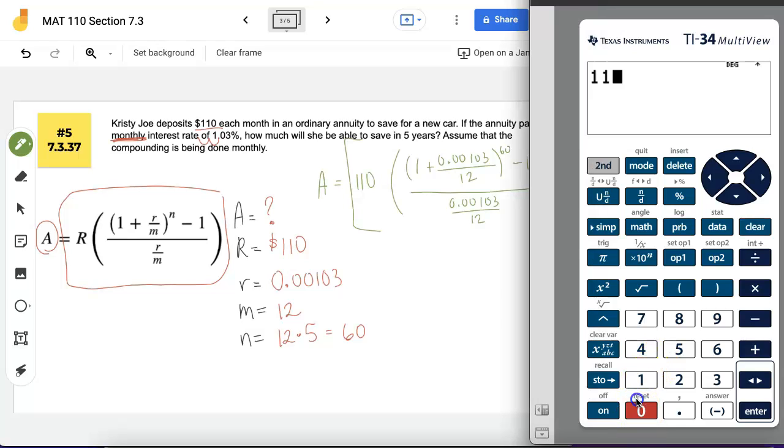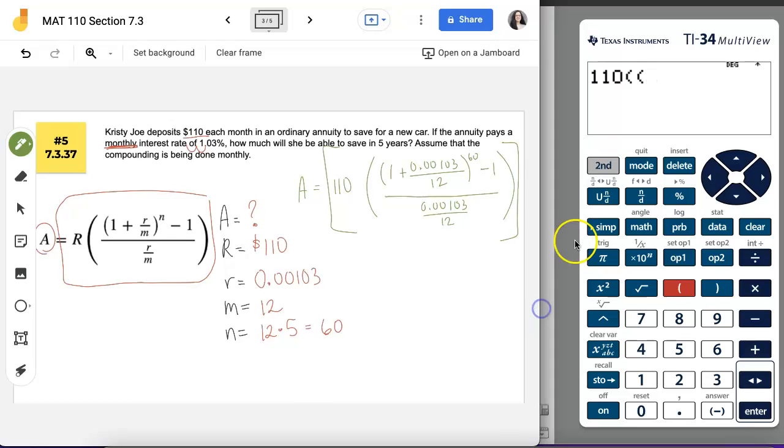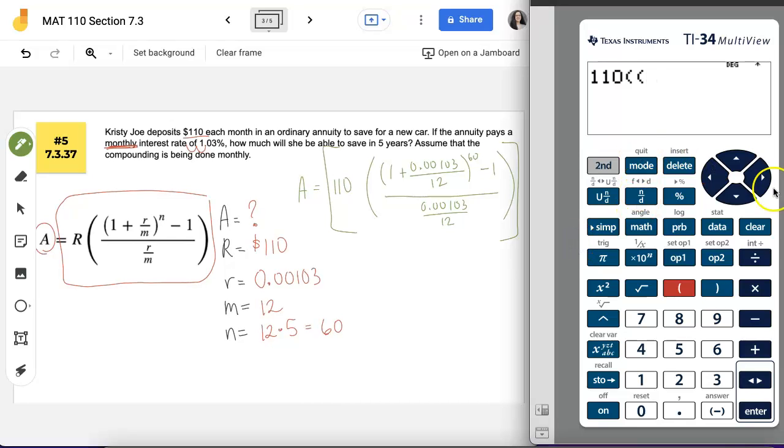So let's start with R. We'll open up a parentheses, and then the next thing that we have here inside this parentheses is a fraction. So let's go ahead and press the fraction key. In the numerator of that fraction, we start off with an open parentheses, 1 plus, and then another fraction. So let's press the fraction key again. I'm going to type in that decimal.